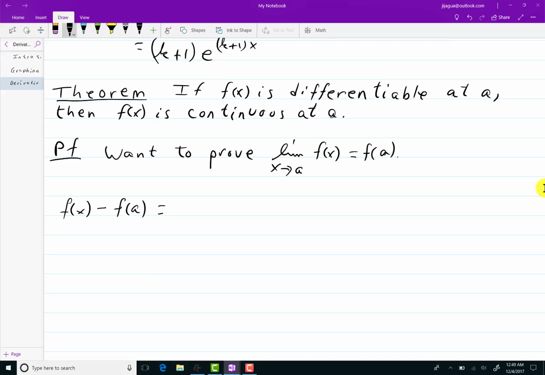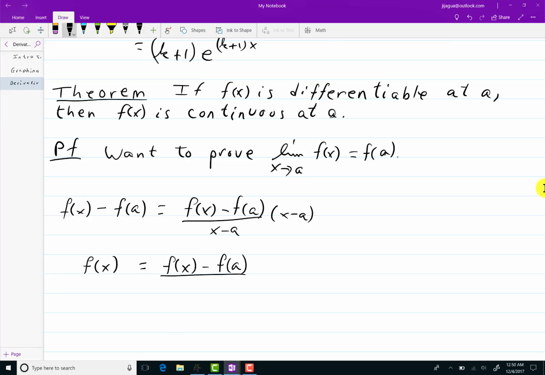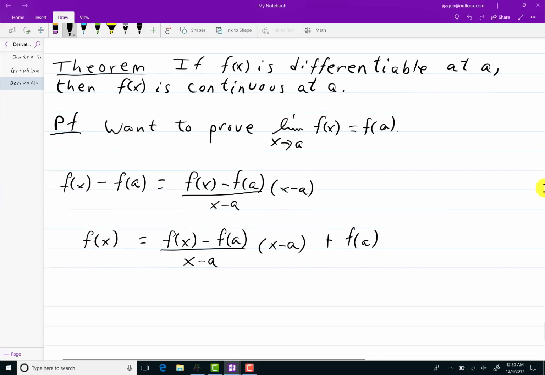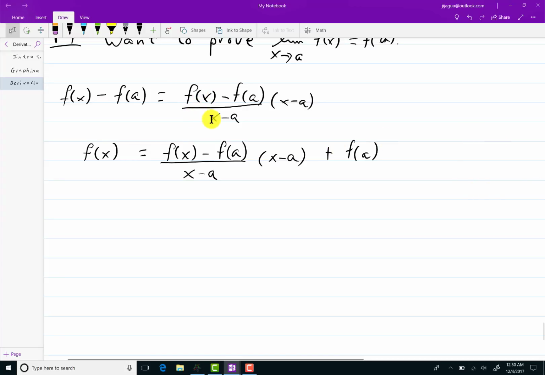This is going to equal f of x minus f of a all over x minus a, times x minus a. Then I'm going to do this: f of x equals f of x minus f of a all over x minus a, times x minus a, plus f of a. So the little trick that I did here, where I multiplied and divided by x minus a, is because when we're dealing with the limit, we don't actually care what happens at a itself. But watch what happens here.